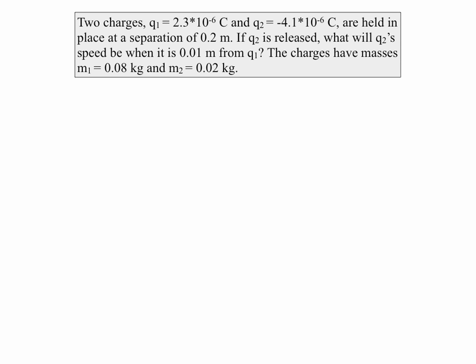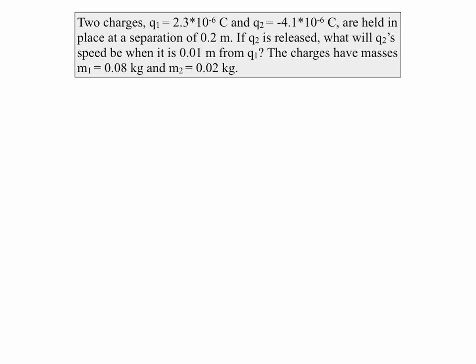Here we have a problem about kinetic energy of electric charges. So we have two charges, Q1 positive and Q2 negative. These charges are held in place at a separation of 0.2 meters. If we release Q2, Q2 will move towards Q1, and we want to know what Q2's speed will be when it reaches a distance of 0.01 meters from charge Q1. And we have values for the charges and values for the masses of each object.